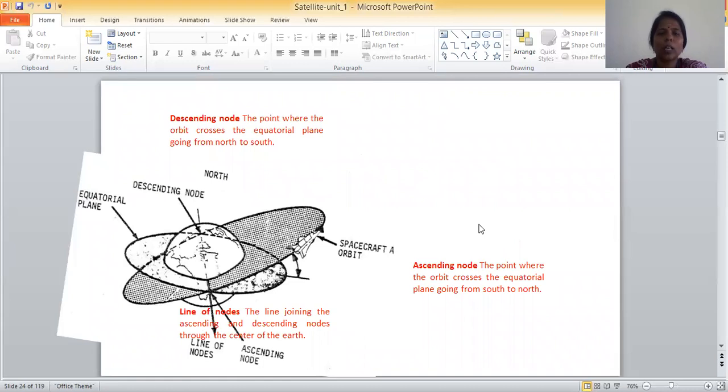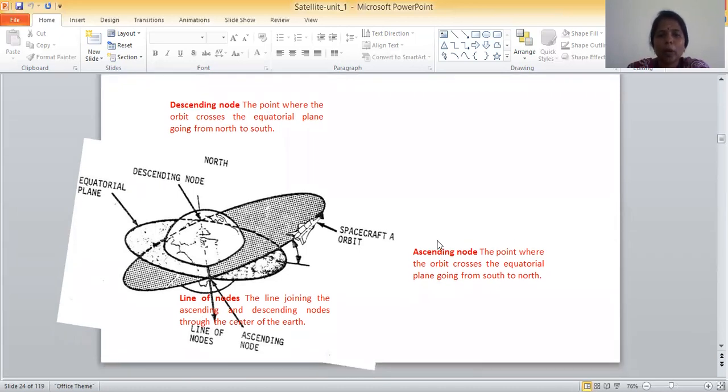Now what is the ascending node? The ascending node is the point where the orbit crosses the equatorial plane when it is moving from south to north. When it is going from south to north, the imaginary point which touches the equator is called the ascending node. Similarly, the point where the orbit crosses the equatorial plane when moving from north to south is called the descending node. Connecting these two points is called the line of nodes. So the line of apsides means connecting perigee and apogee, and the line of nodes means connecting the ascending node and descending node.